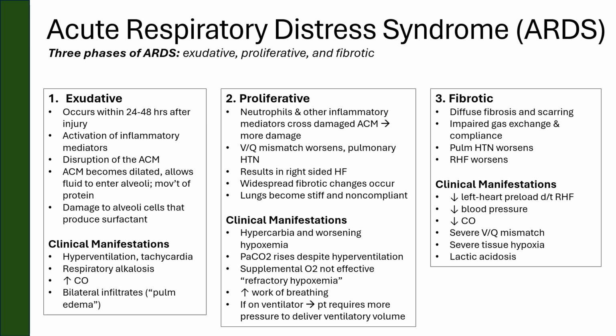Okay, so the three stages of ARDS. Exudative. So this is going to happen within 1 to 2 days after that injury. This is when those inflammatory mediators are going to start circulating and they're going to make their way to the alveoli, and there's going to be disruption of the ACM. The ACM is the alveolar capillary membrane. It's going to become dilated, it's going to open up, it's going to be very permeable. Fluid is going to enter the alveoli, and so is protein. And this protein is going to attract fluid too, making it worse.